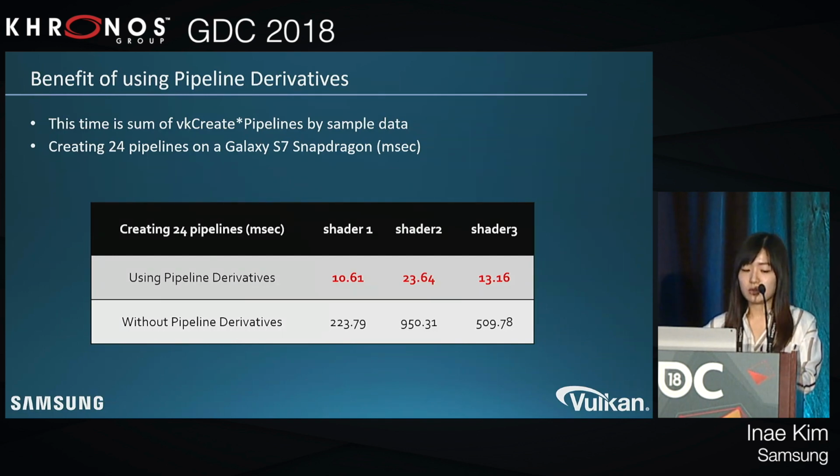So how much performance improvement can we get through pipeline derivatives? This table is for executing all of vkCreateGraphicsPipelines with 24 pipelines in a sample application on Galaxy S7 Snapdragon. And shaders 1 to 3 are different. As you can see, there's a big difference between the result with pipeline derivatives and the result without derivatives.